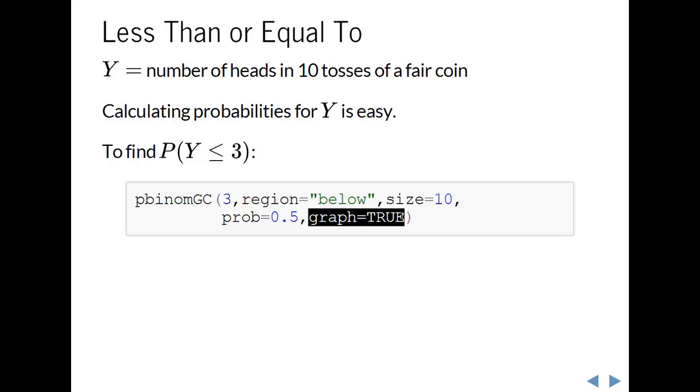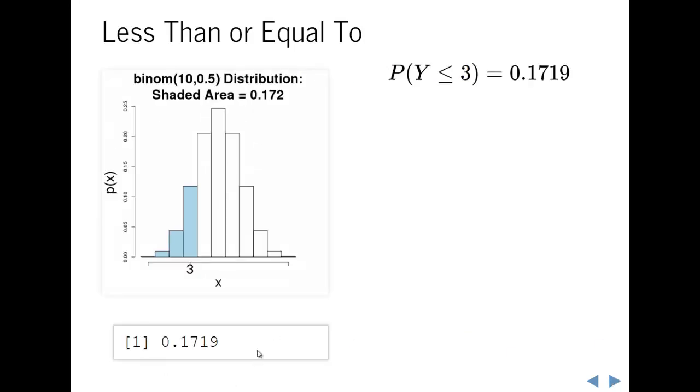For this function, the default for region equals below is less than or equal to. So if you are looking for the probability that a random variable is less than or equal to some value, then that value is the value of the bound that you plug into the function. Let's take a look at the output. The console will output the probability, and it will also appear as part of the histogram that's plotted. By looking at the shaded bars on the histogram, you can verify that you computed the probability that you intended to compute, the probability that Y is less than or equal to 3, this left tail probability.